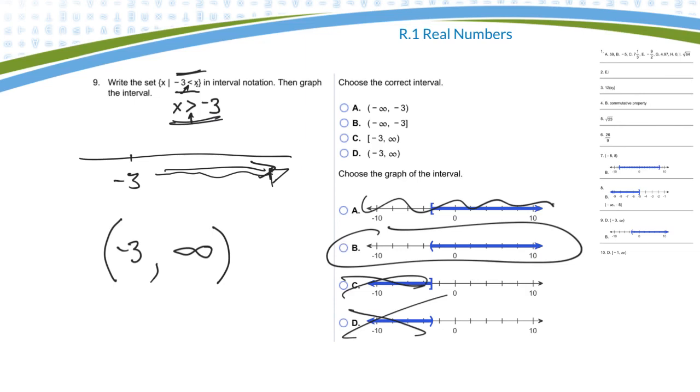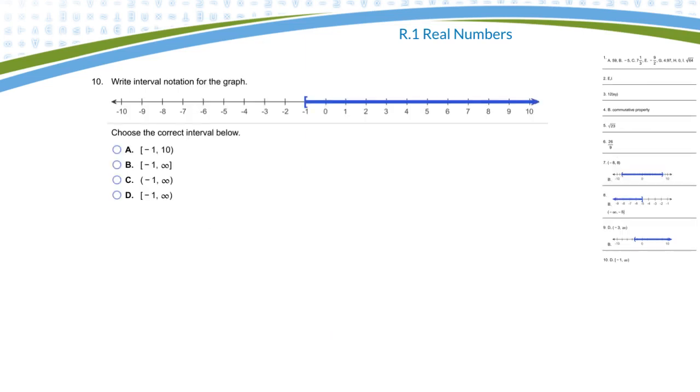Our last one? Yeah. Okay, question number 10. This must be our last one. Last question, write interval notation for the graph. Oh, okay. So this one says I have to start at -1 and it's bigger than that. So I can say x is greater than, it's a square bracket, so I have to say equal to -1. So x is greater than or equal to -1. So the set of all numbers x such that x is greater than or equal to -1.